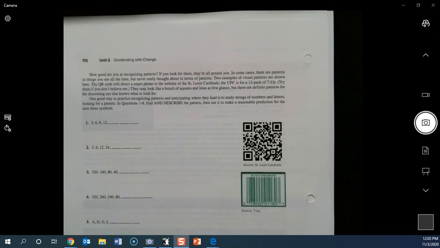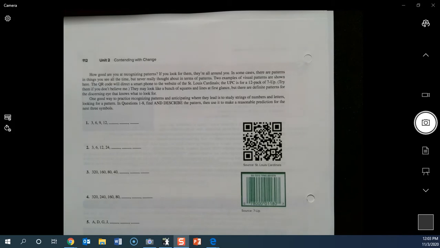One good way to practice recognizing patterns and anticipating where they lead is to study strings of numbers and letters, looking for a pattern. In questions 1 through 8, find and describe the pattern, then use it to make a reasonable prediction for the next 3 symbols.